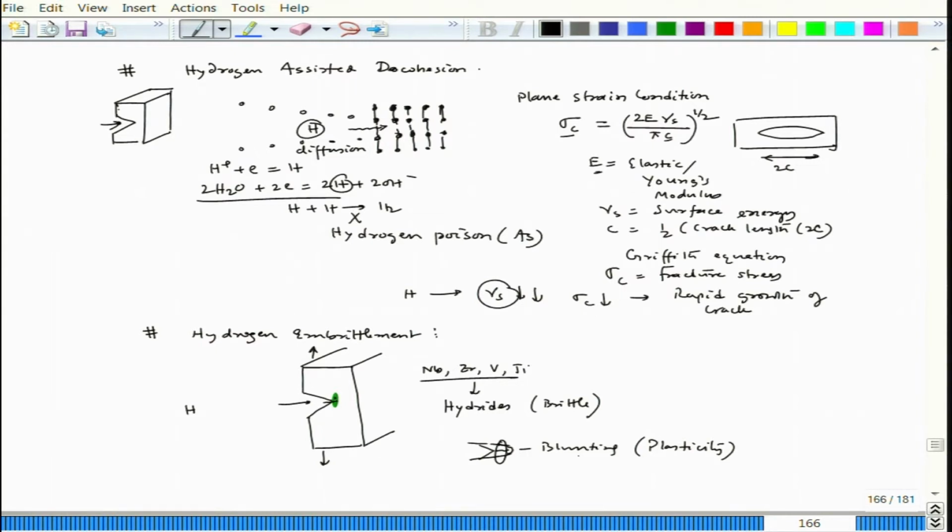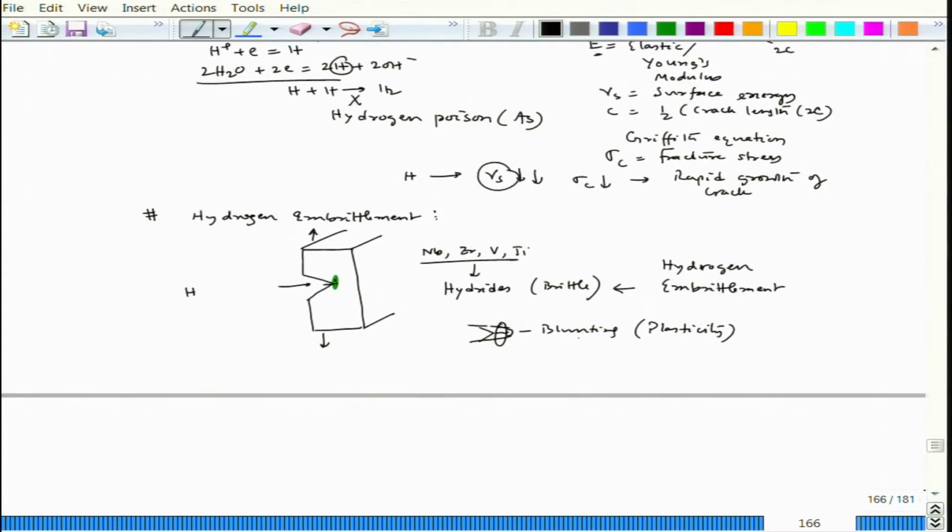Since this is associated with hydrides, which are a brittle phase, it is called embrittlement. And this is associated with hydrogen, so it is hydrogen embrittlement. This is another mode of failure when we have hydrogen. Now, there could be a possibility of hydrogen assisted local plasticity.